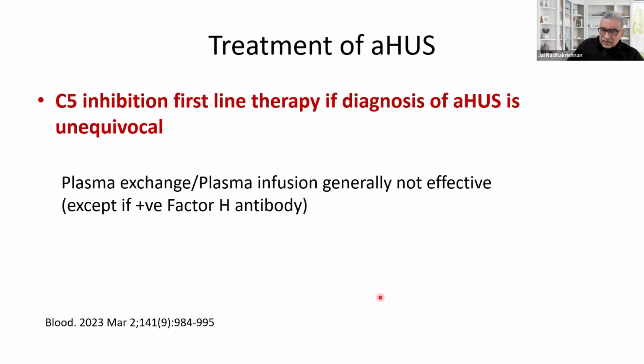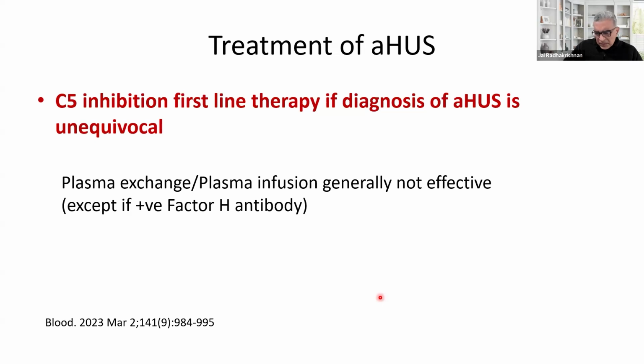So the one-liner is that if you make this diagnosis, and it's done basically by excluding everything else, you need to start C5 inhibition ASAP, okay? Because plasma exchange and plasma infusion is generally not that effective, with the only exception being that if you have a factor H antibody, they should be plasmapheresed. And that's, again, rare.